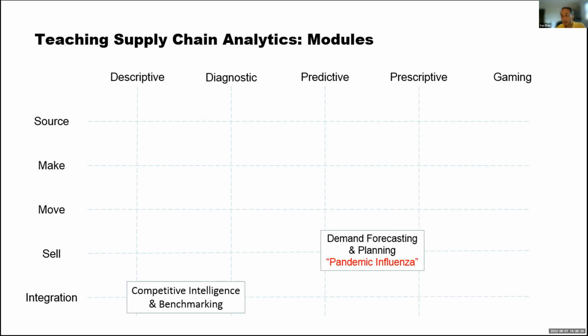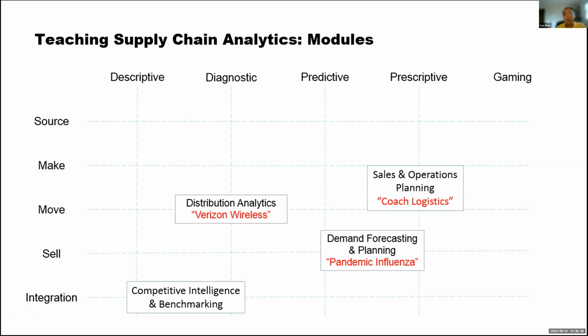And demand forecasting and planning for pandemic influenza, where sales and operations planning for coach logistics. And here we can build a complete logistics network design model using Excel and solve it in 1 second. And also distribution analytics. So using just simple diagnostic and descriptive analytics, we can help Verizon to save $1 billion in inventory.